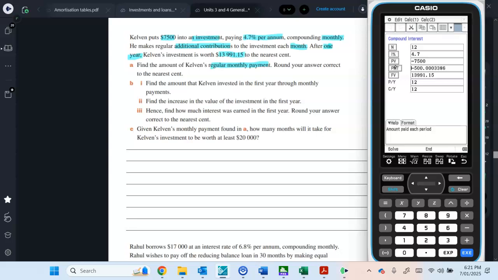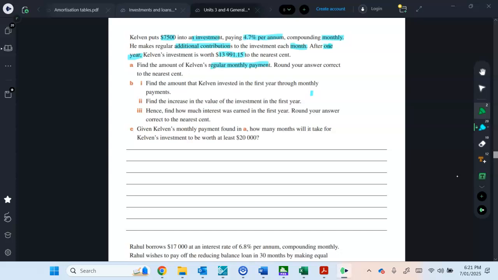All right, so part B, find the amount that Calvin invested in, actually, sorry, before we do that, remember 2 decimal places, so I'm not going to write it, but that should be your answer, $500.00. No negative. Find the amount that Calvin invested in the first year through monthly payments. So he's invested $500. I might do this on the screen. So remember A was $500 and B, how much did he invest? So 12 months times 500 gives us $6,000.